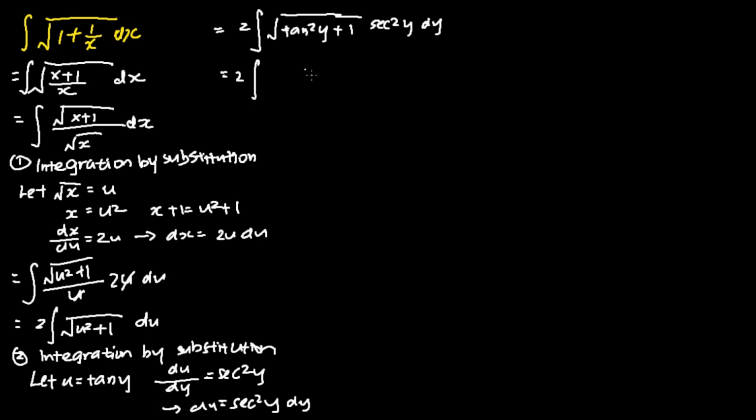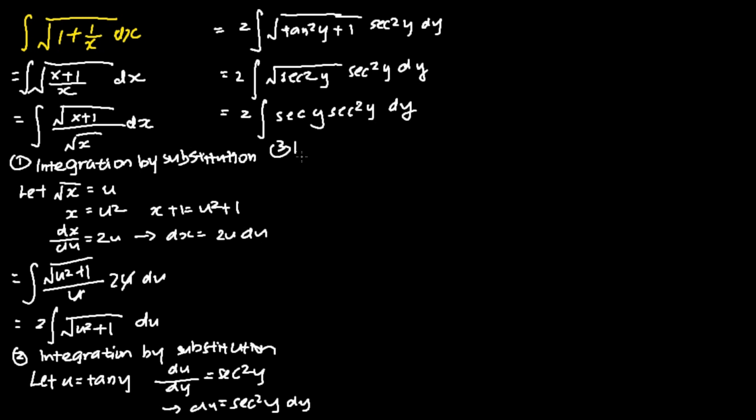Based on the trigonometry identity of tangent square y plus 1, this gives us secant square y, and then I have secant square y dy. I further simplify it and it becomes the integral of secant y times secant square y dy. Next, I apply the integration by parts technique.